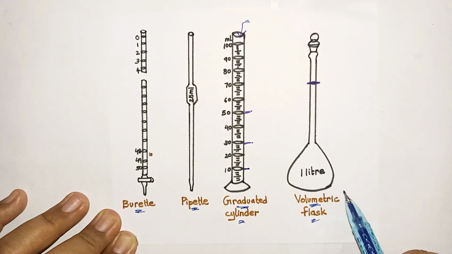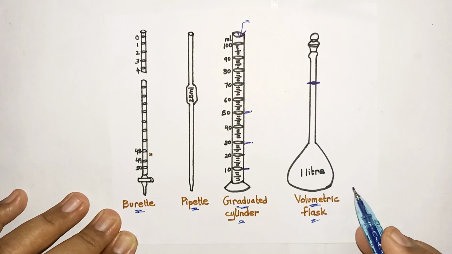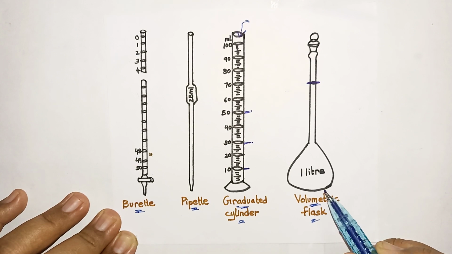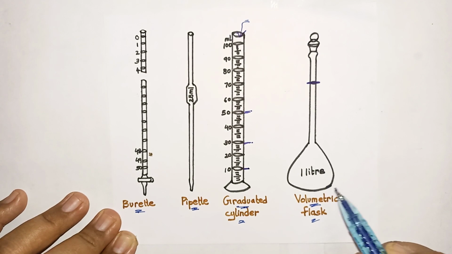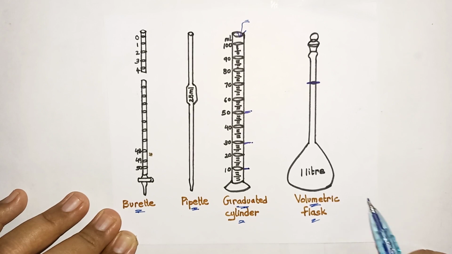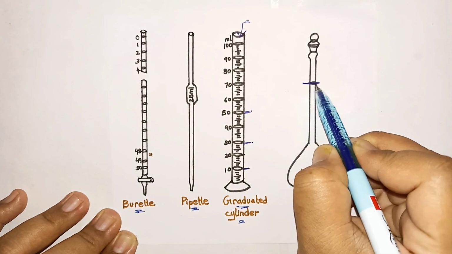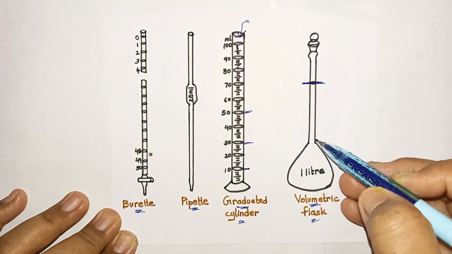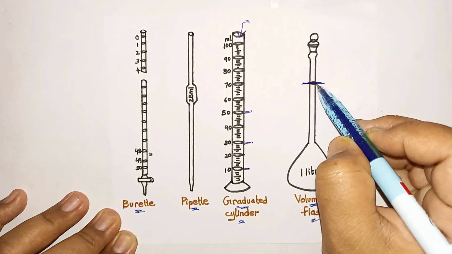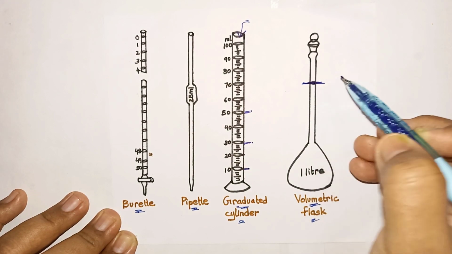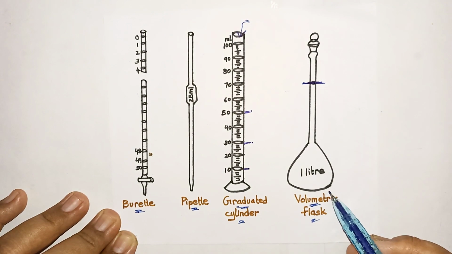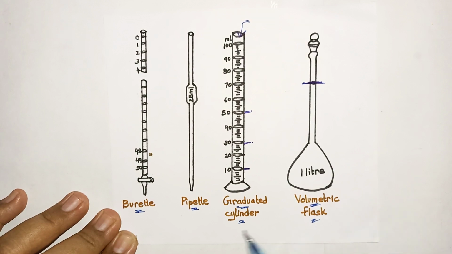The next one is the volumetric flask. Volumetric flasks will also be of different measurements. There will be 100 ml, 250 ml, and 500 ml volumetric flasks. Here we have a 1 liter volumetric flask. There will be a marking at some point over this tube. That means you have to fill the water up to that mark only. Then only you will get the correct volume of water. So these are the different instruments which are used to measure the volume of any liquid.